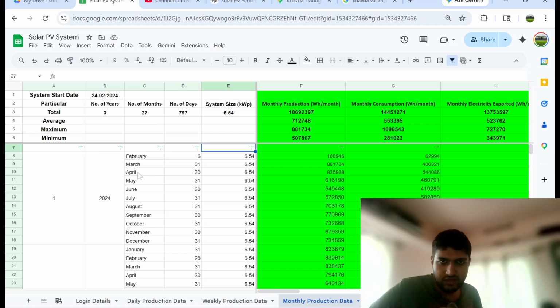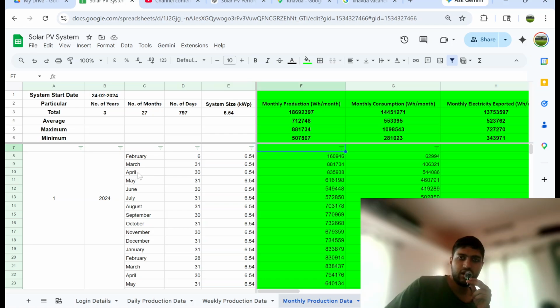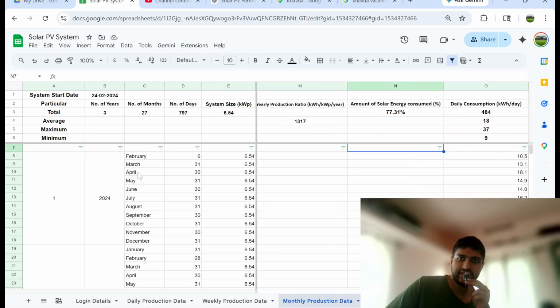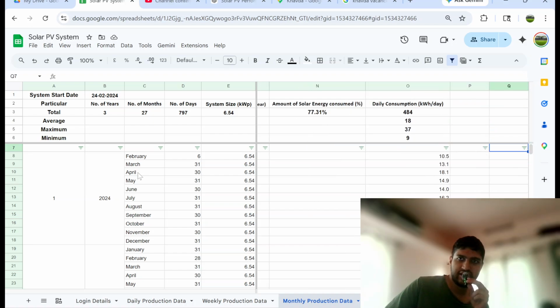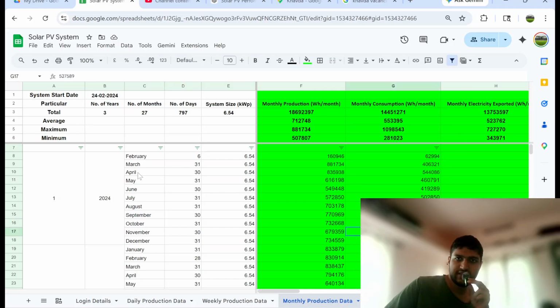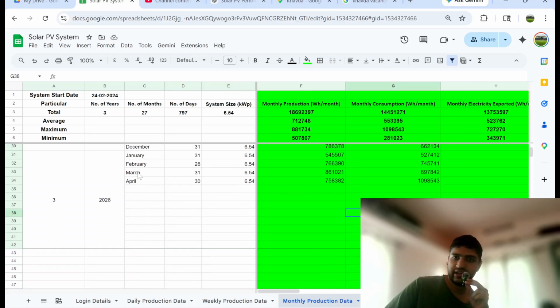Now all these values are very important for calculating the payback period, etc., and what is the amount of solar energy consumed. Around 77% of the total solar energy is consumed, and you can see the monthly consumption has increased a lot. It has reached about 1098 kilowatt hour. That is more than 1 megawatt, 1.1 megawatt per month.